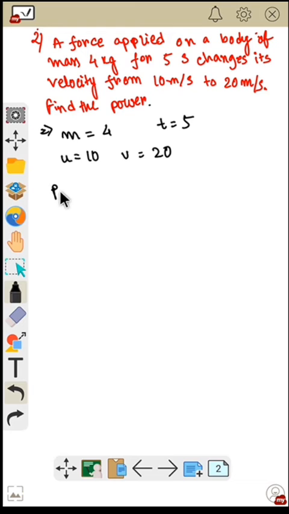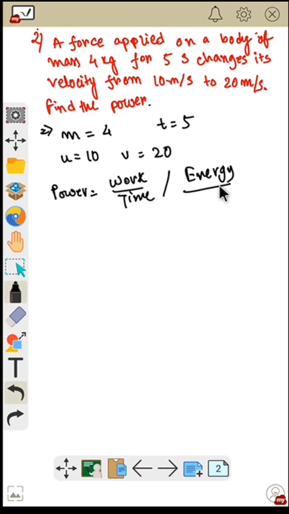So power formula is work divided by time, or energy divided by time. So here the energy is kinetic energy, because the object is in motion. The object starts from initial velocity 10 meters per second, and by applying the force the speed increases to 20 meters per second. So kinetic energy increases.